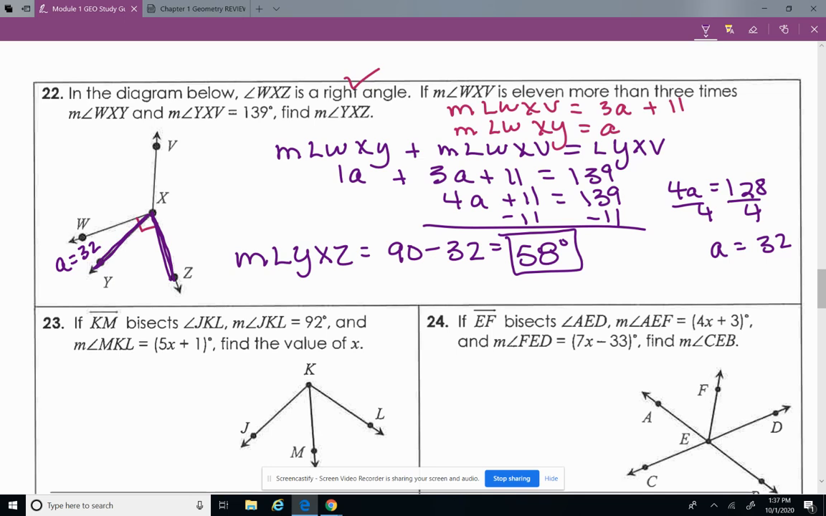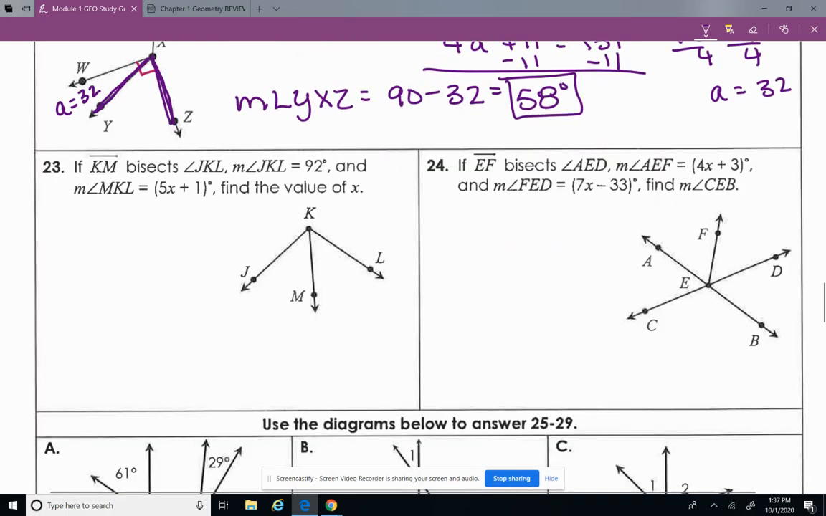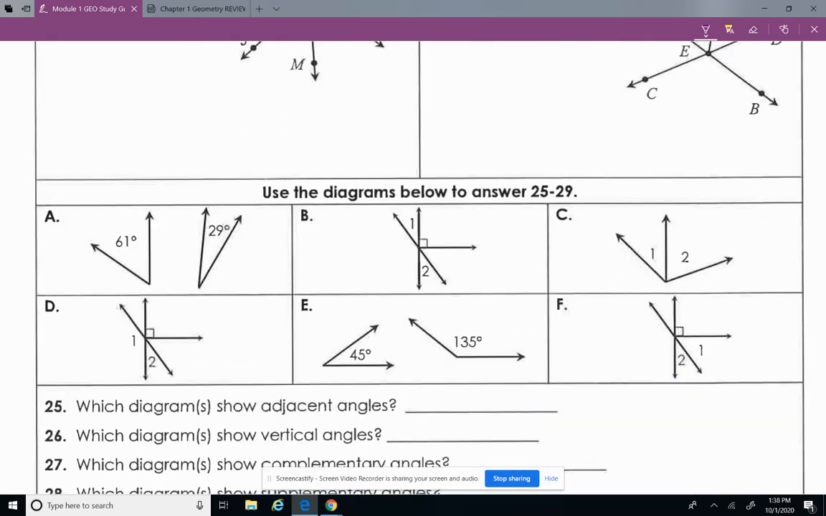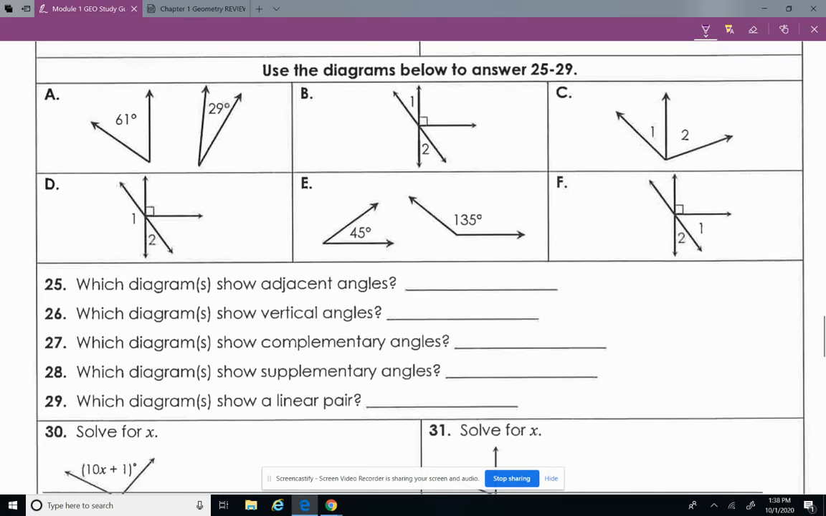Let's go ahead and go to the next one. We're going to skip 23, so leave room for it. We're going to skip 24, leave room for it. We're going to go down here and we're going to do these.